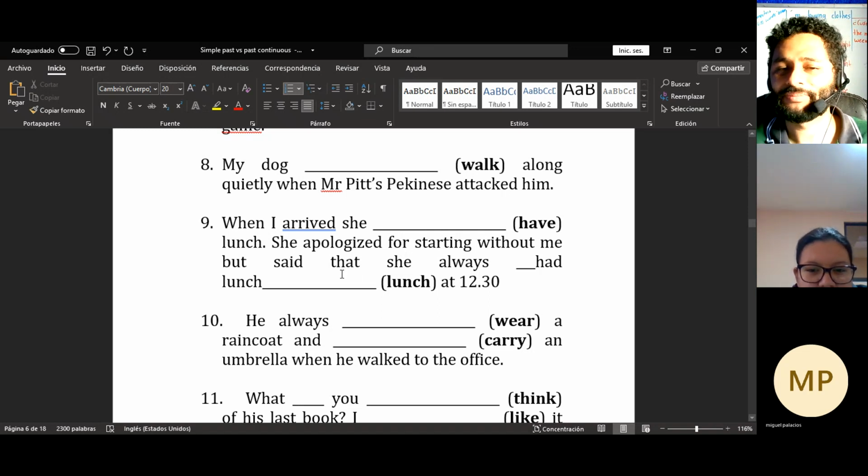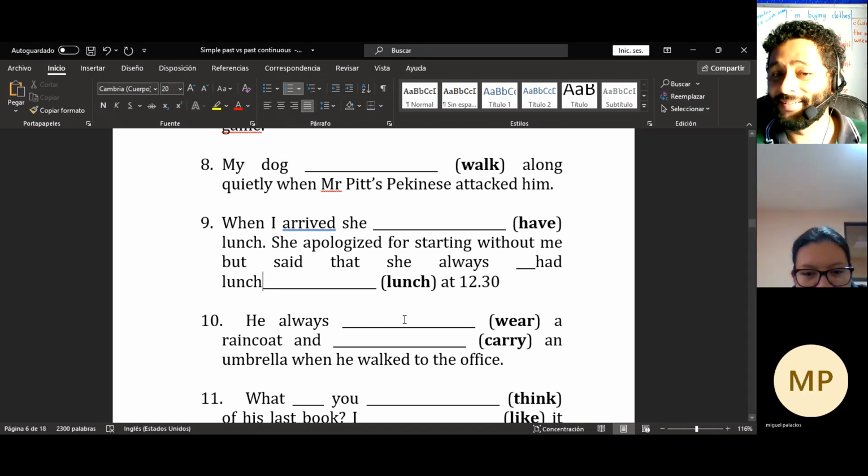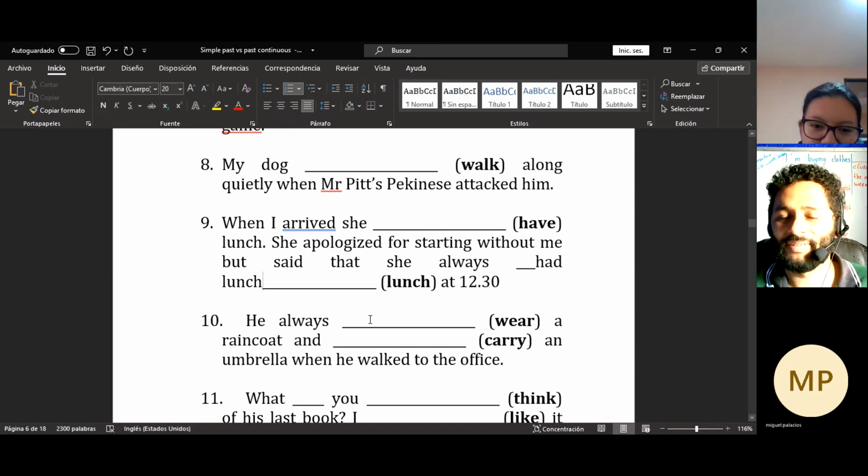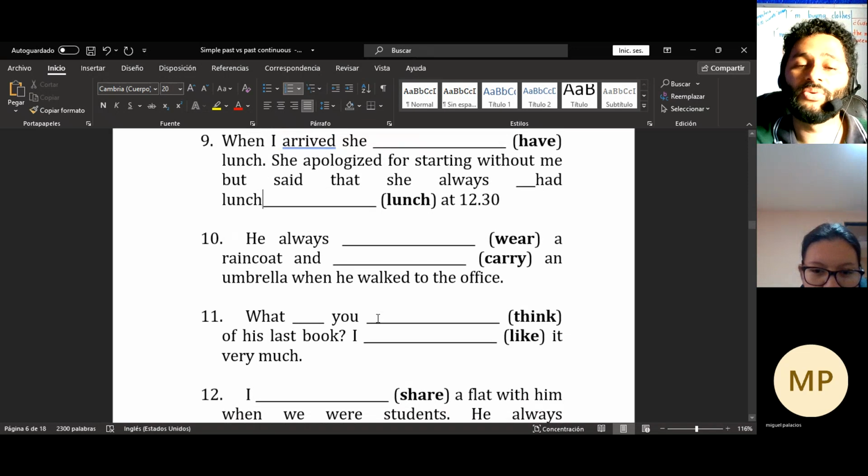He always wears a raincoat and carries an umbrella when he walks to the office. Ah, but we're talking in past. He always wore a raincoat and carried an umbrella when he walked to the office. Exactly. Okay, and finally, number 12.